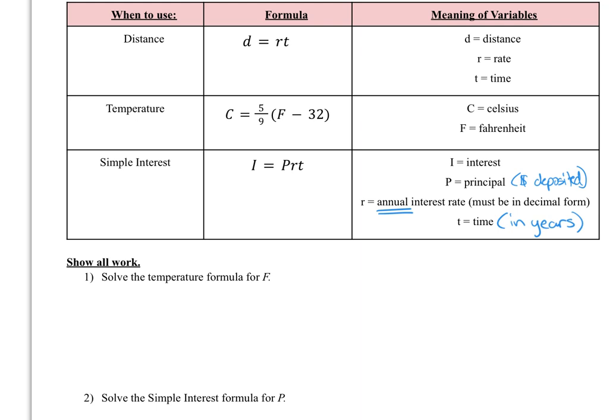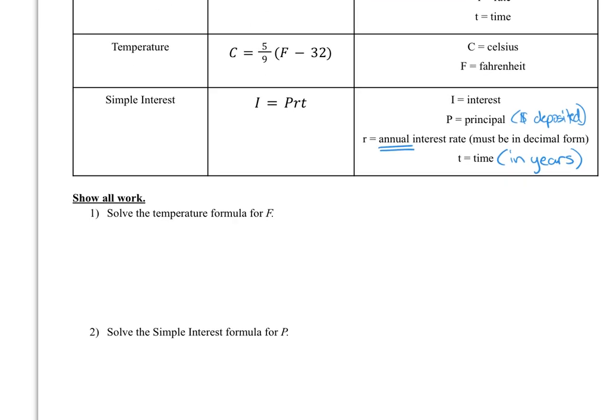So if it was a year, it'd be a year. What if I said 6 months? How many years is that? A half a year. 1/2 or 0.5 would be fine. So make sure your time is in years. If it's not, we have to make sure we convert it to years, okay?